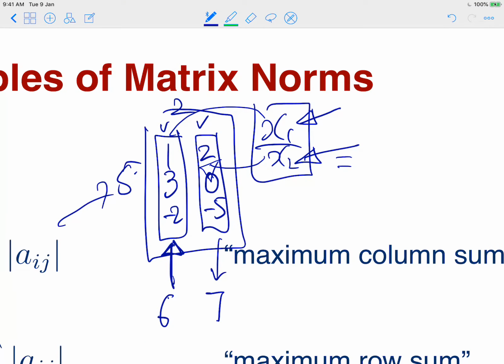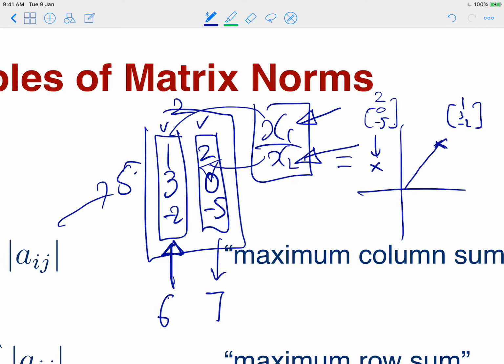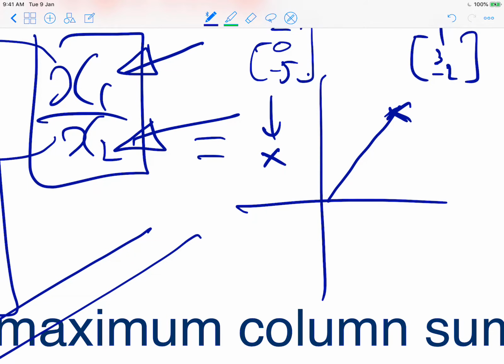and then it's like we have over here and over here. So suppose this guy is 1, 3, negative 2, and this guy is 2, 0, negative 5. So in this case, what will be the linear combination of these two when their sum of weights is equal to 1? It will be, yeah, the line segment between these two.